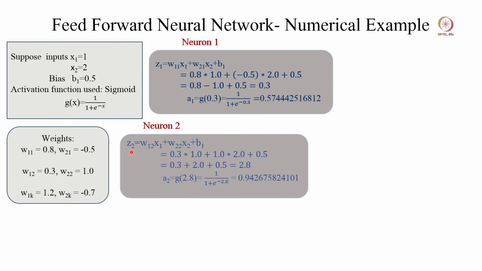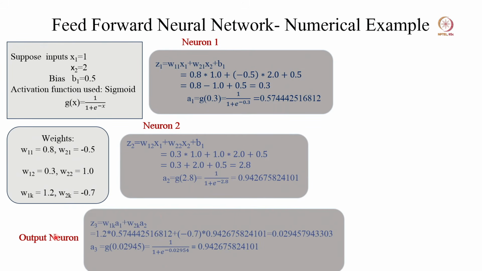Similarly, Z2 is for neuron 2, and it is the weighted sum of the inputs, and then it has gone through the activation function, which is once again the sigmoid, and this is the value. And the output neuron's calculations also are shown here. So, this is a numerical example which I wanted to show, so that you can relate it to the actual numbers that usually come in real life problem solving.